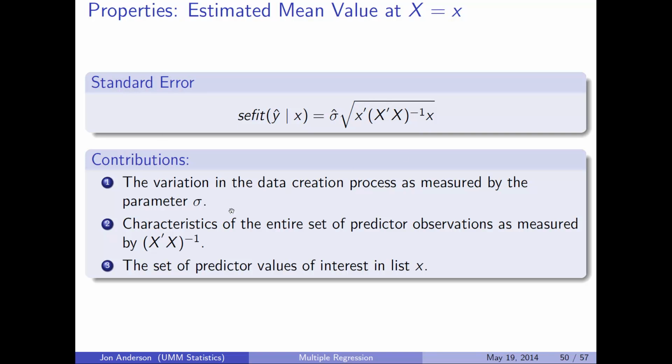So what's involved in this variation? Well, the variation in the data system, sigma, and how well the beta hats are being estimated, which is being controlled by x transpose x inverse.